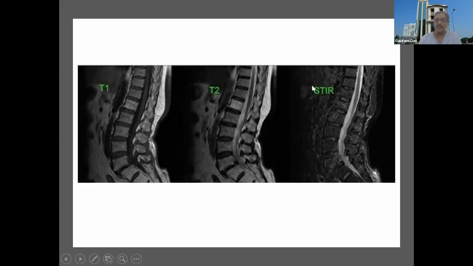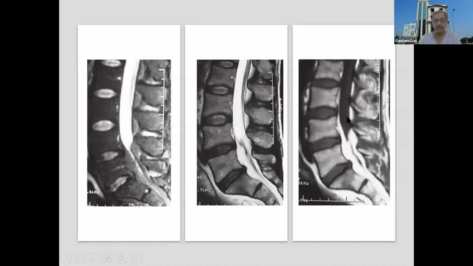And STIR is called a fat suppressed image. Here, only water will look white. Fat will not look white. And where there is no water, it will look black. So here you see subcutaneous fat, they have been suppressed. Epidural fats, they have been suppressed. They are not seen. The only thing which is looking white is your CSF. So this is the basic thing you have to remember.